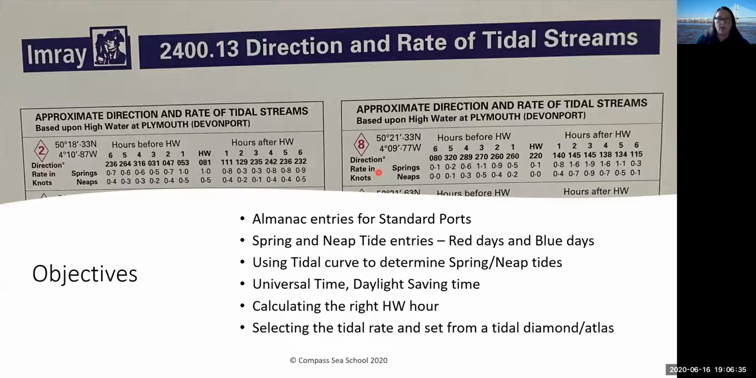Okay. So what are we going to have a look at doing? We're going to have a look at the Almanac entries for standard port. We're going to look at the red spring tides and neap tide entries, so what the red days and the blue days mean. How can we use the tidal curve to determine the spring and the neap tide? So how do we work that out? Where do we get that information from? Universal time, daylight saving time. We'll talk a little bit about time zones because that's one of the things that I find really gets a lot of students in a pickle. And calculating the right high water hour, and then how we select the right tidal rate and set from a tidal diamond or an atlas.